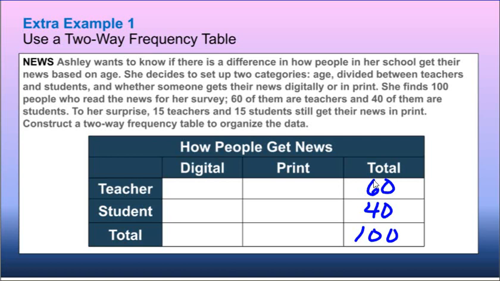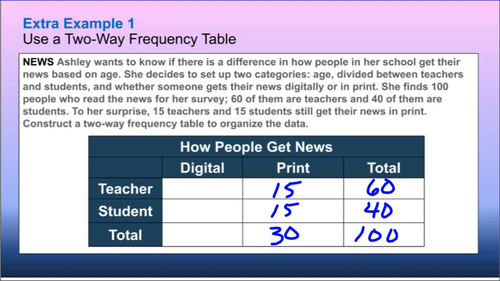To her surprise, 15 teachers and 15 students still get their news in print. So if I go to the print column, 15 teachers, 15 students, that gives me a total of 30. Construct a two-way frequency table to organize the data. So I have two columns finished. I just need to find the third column, the digital column.